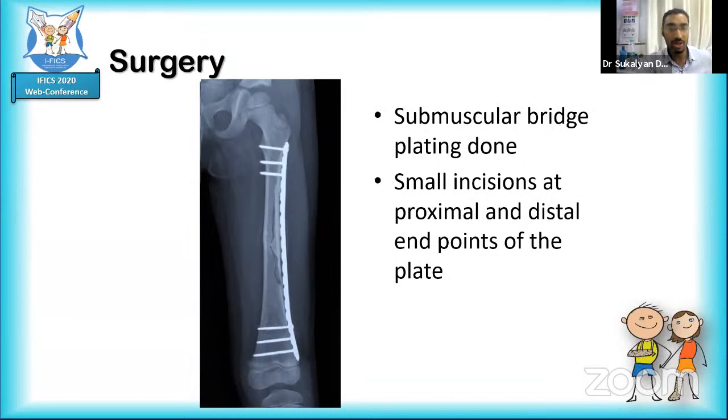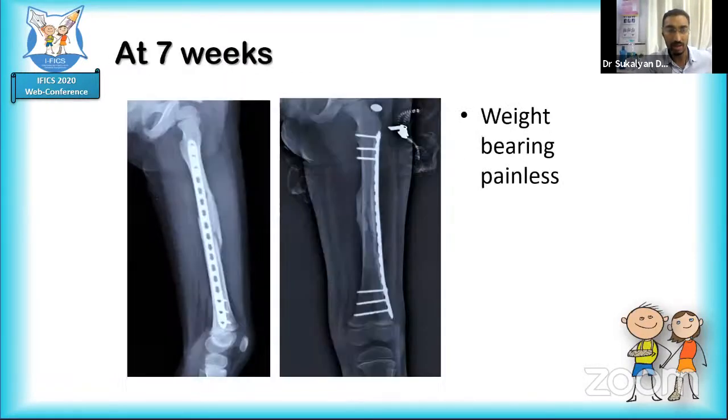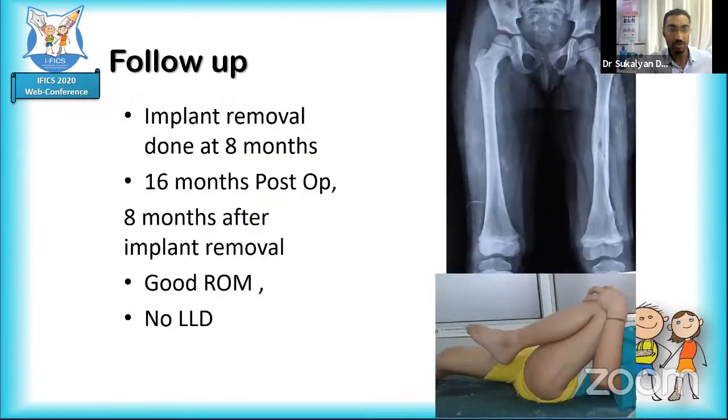So what was done was a submuscular bridge plating. There were 2 small incisions in the proximal part and the distal part, while the whole fracture site was spanned by the plate proximally and distally. Weight bearing was painless at the end of 7 weeks, with good callus forming. Implant removal was at 8 months. This picture is 16 months post-op, 8 months after implant removal. Good range of movement, no limb length discrepancy, as you can see.